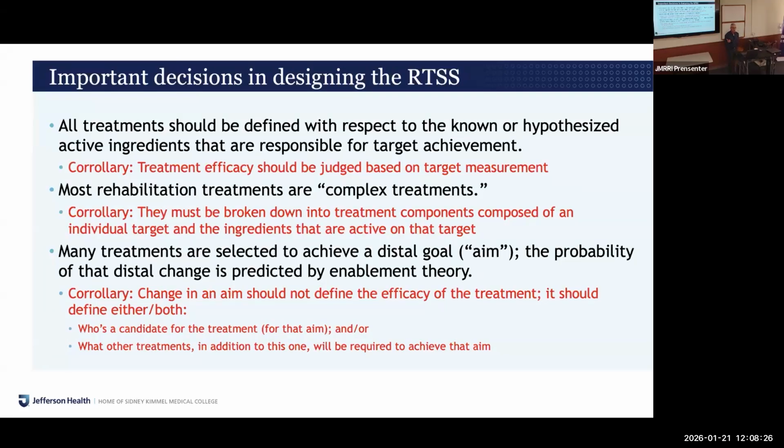Now, considering those two bodies of theory, as we developed the RTSS, we made important strategic decisions. First was that treatments should be defined with respect to their known or hypothesized active ingredients. We don't want labels that tell us who's doing the treating or where they're doing it or why they're doing it. We want labels that map onto the actual active ingredients. And those are the ingredients responsible for changing the target, that very direct thing that the treatment changes, not the downstream things. And therefore, we should hold a treatment responsible for changes in the target. We shouldn't hold it responsible for downstream changes.